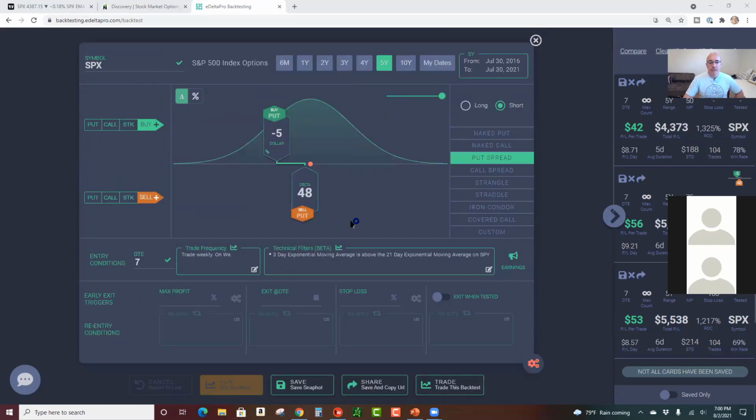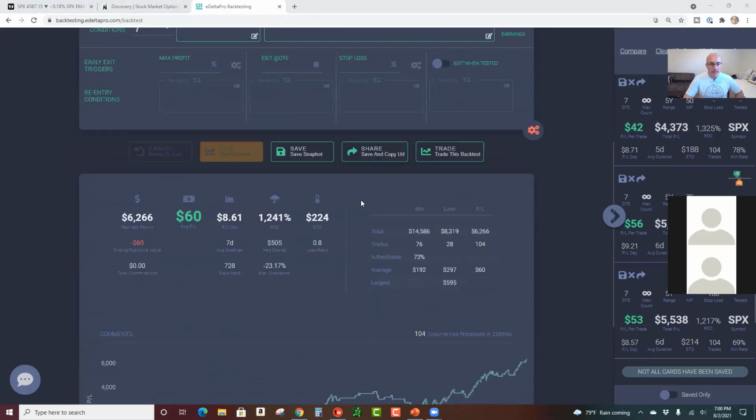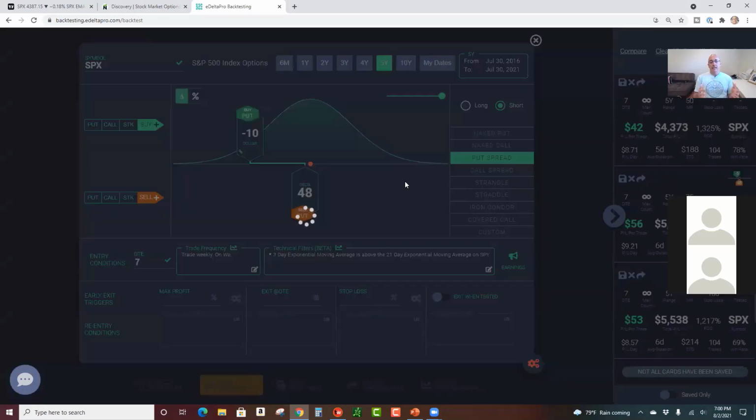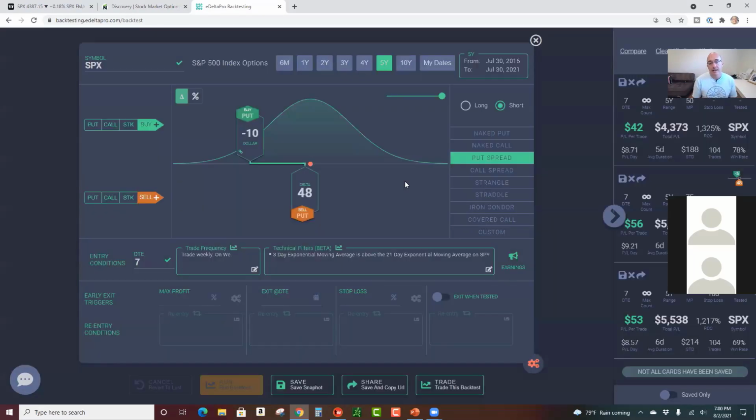So we talked about the 5 wide spread, and then what I want to do now, make sure the settings are right, is I want to do 10 wide, and we're still using the 3 EMA. So I'm just going to run this. A 10 wide spread is going to get you more credit because the protection you're buying is a little bit farther away. And the risk is going to be more because it's basically like having two spreads.